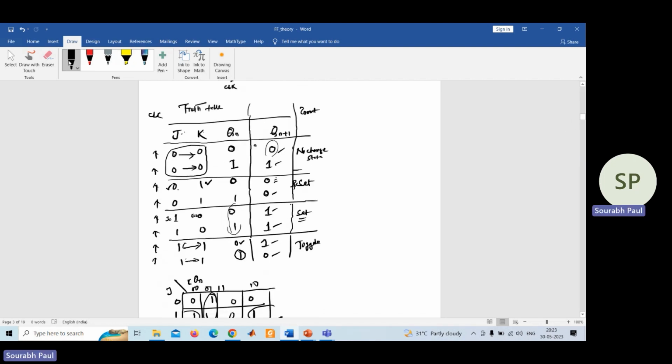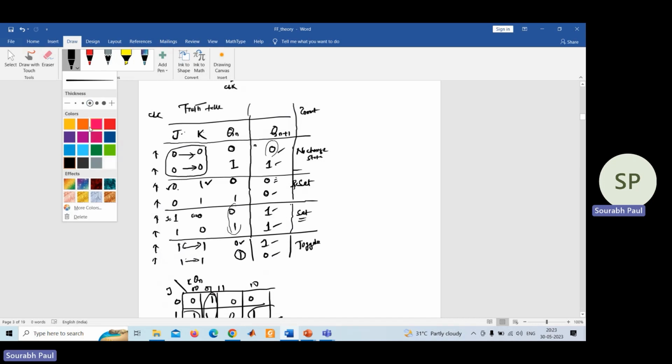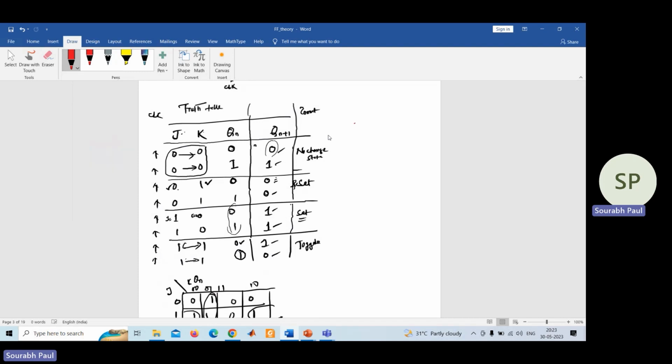Now I'll discuss the third part, the excitation table. If you followed the last lecture, where I discussed the SR flip-flop, I told you that if you have the truth table, you can easily make the excitation table. The same thing is applicable for each of the flip-flops. So now I'll make the excitation table.